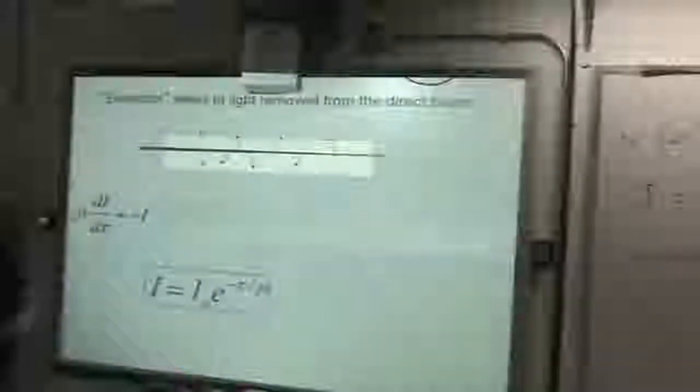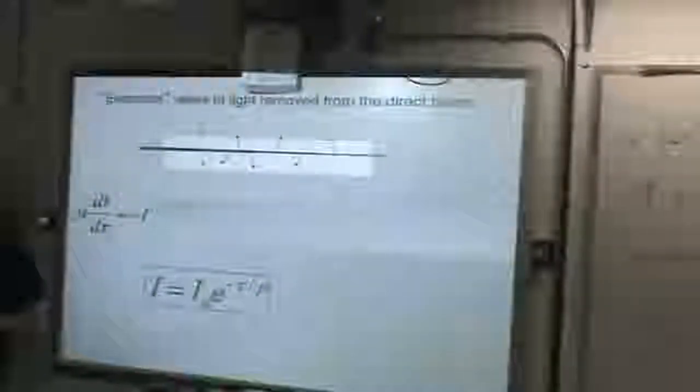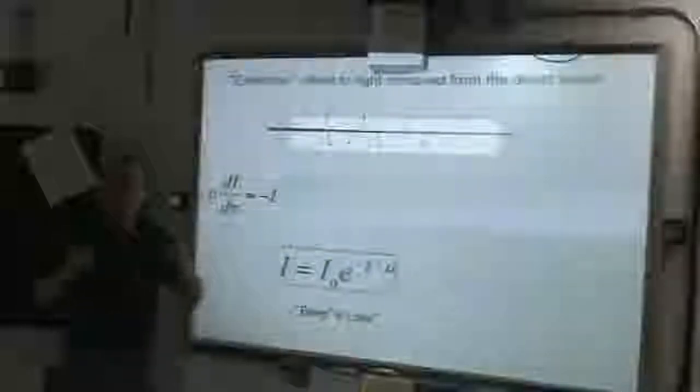Okay? So if you integrate that, and I think you can all integrate it, this is what we end up with. We end up with this exponential function. And this is known as Beer's law, named after Mr. Beer, who derived it. And we're going to be spending the rest of the day really just talking about this. It's not good enough just to give you an equation. I want to make sure you have a very deep understanding of it.